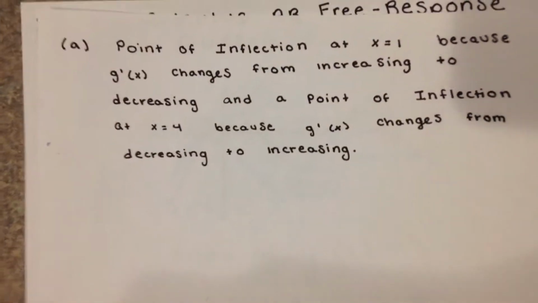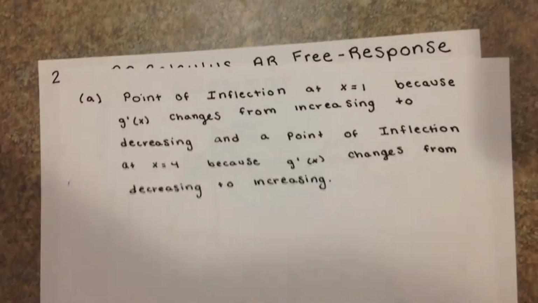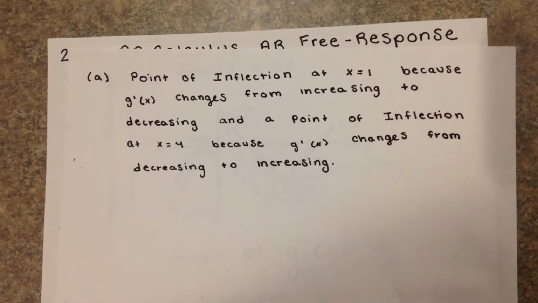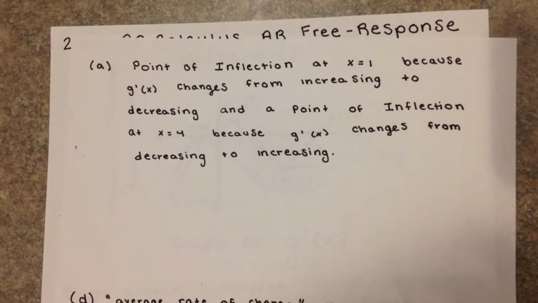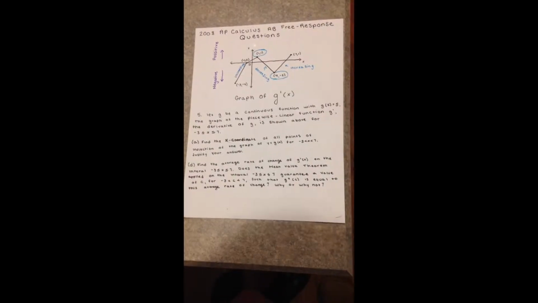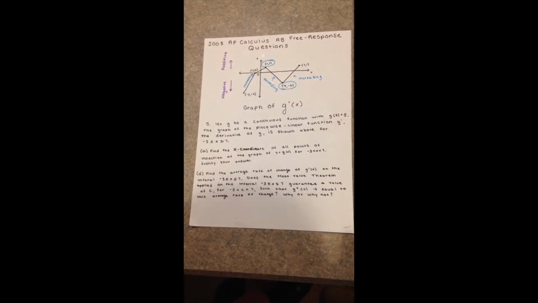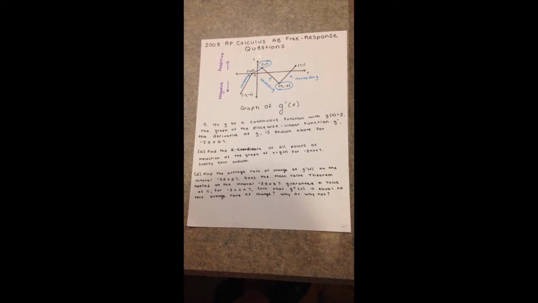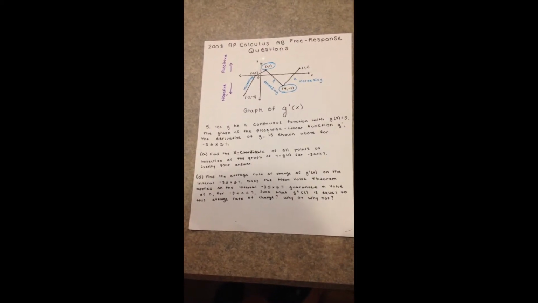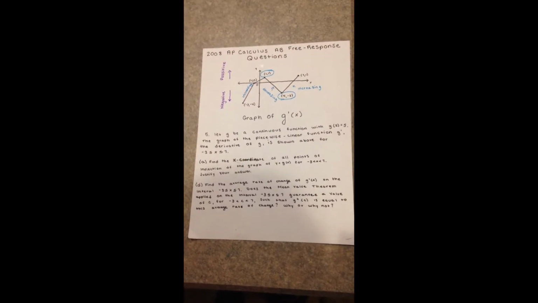So how to write this? You would write: points of inflection are at x equals 1 because g prime of x changes from increasing to decreasing, and also a point of inflection at x equals 4 because g prime of x changes from decreasing to increasing. Part B. Find the average rate of change of g prime of x on the interval -3 to 7. Does the mean value theorem applied on the interval -3 to 7 guarantee a value of c for -3 to 7 such that g double prime of c is equal to this average rate of change?